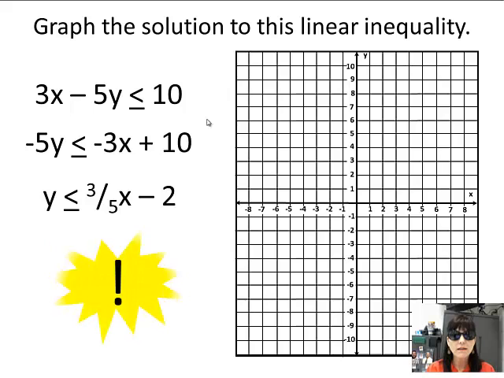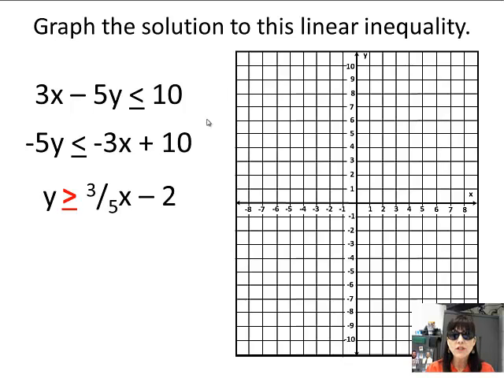What's the deal? Did we do something wrong? What did we forget? Of course, we forgot to change our inequality sign to flip it the other direction because we divided by a negative number. It should read y is greater than or equal to 3/5 x minus 2. If you forget to do that, you're going to shade the wrong region.